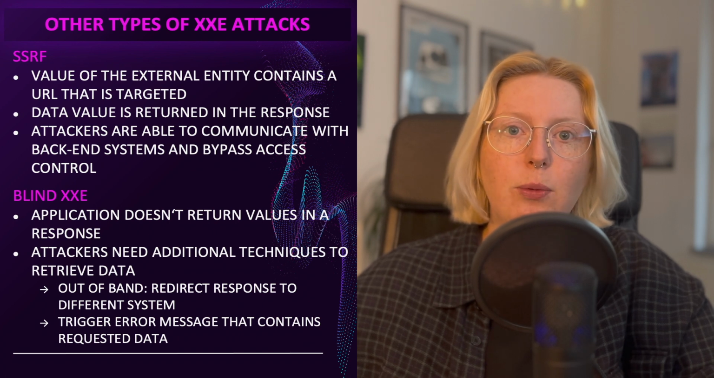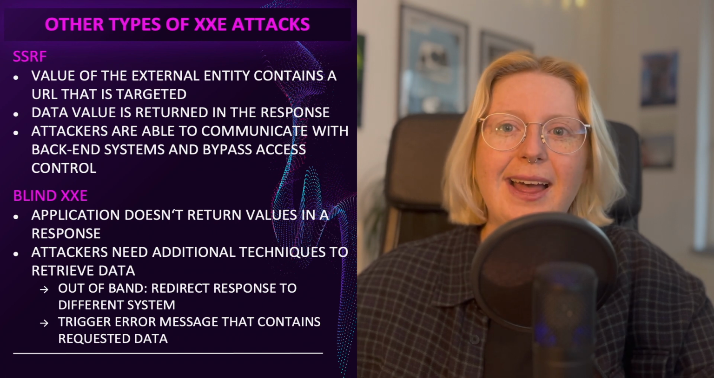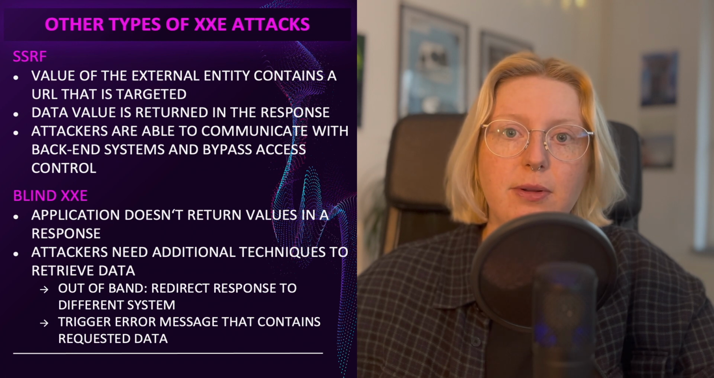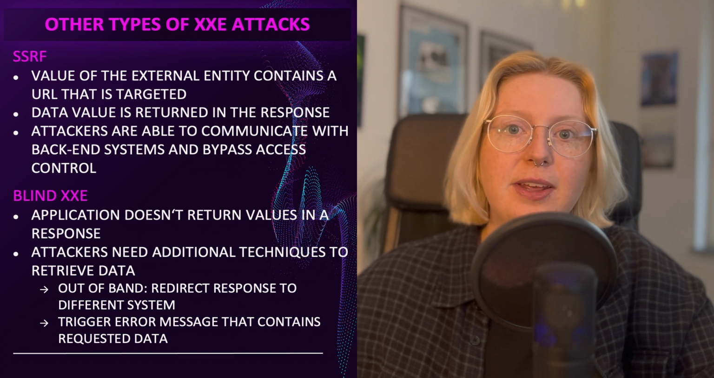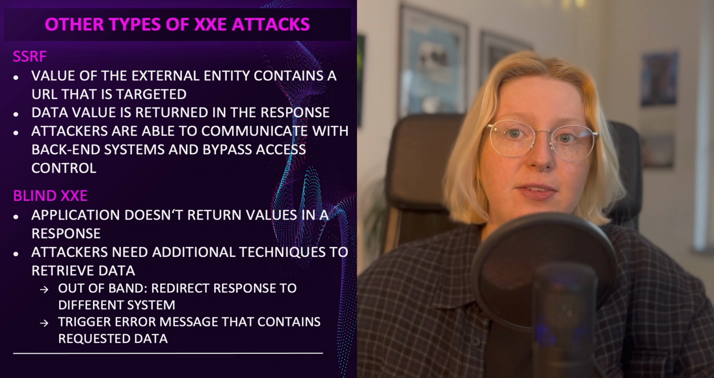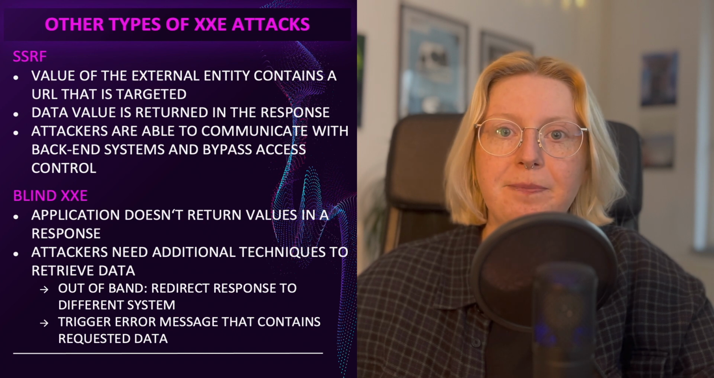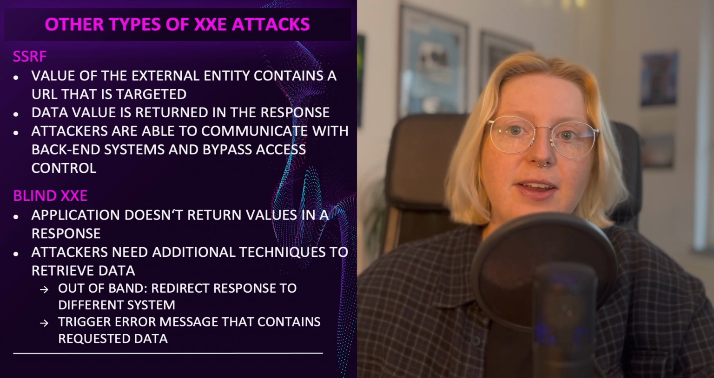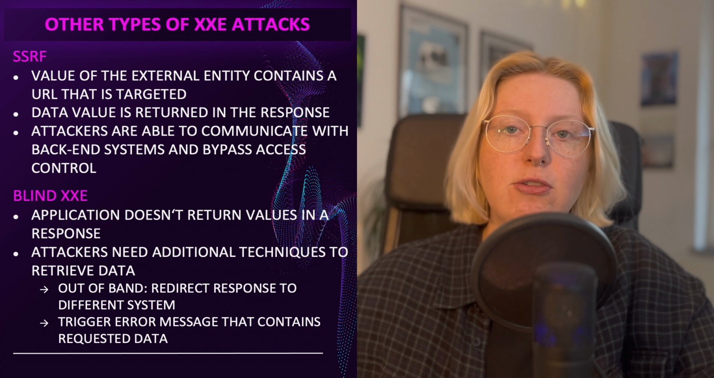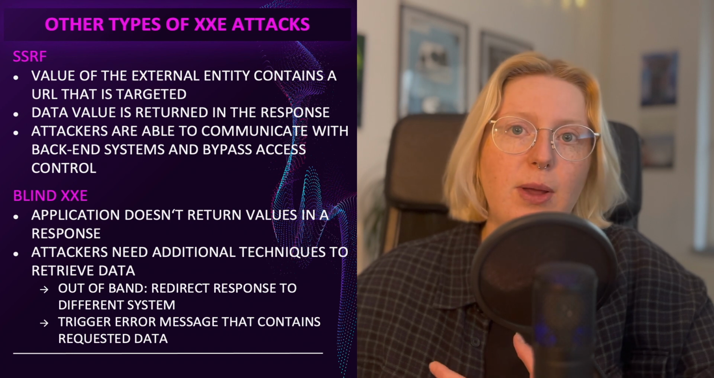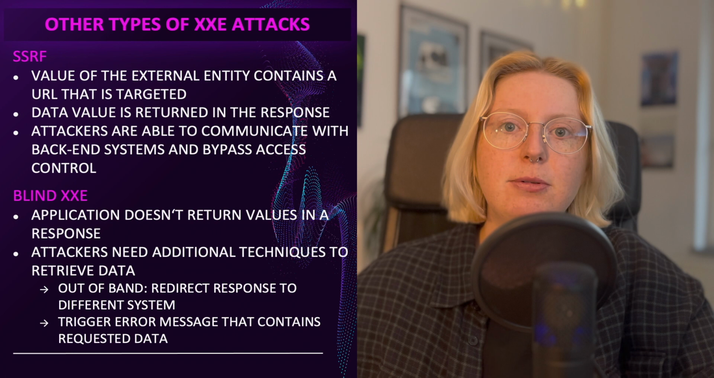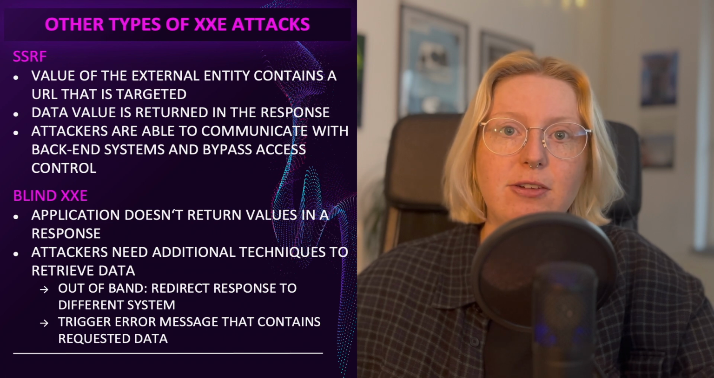If you're not familiar with server-side request forgery, I advise you to watch my video on that topic, as I will only briefly cover it here. In this case, the attacker defines an external XML entity that contains the targeted URL, which then gets used within a data value that is somehow returned in a response from the application. By doing that, the attackers are able to open a communication with the backend system or the application server and might be able to bypass the access control of the application.